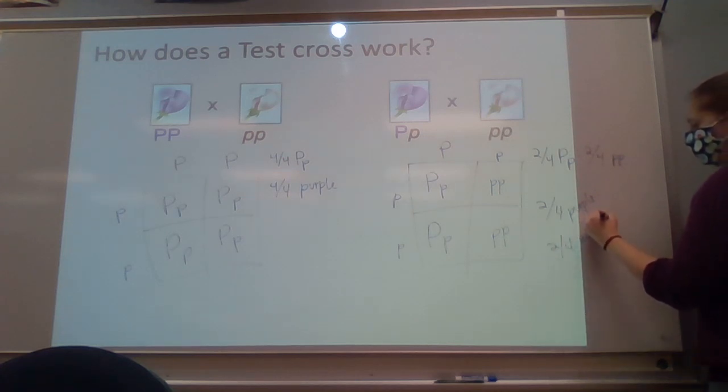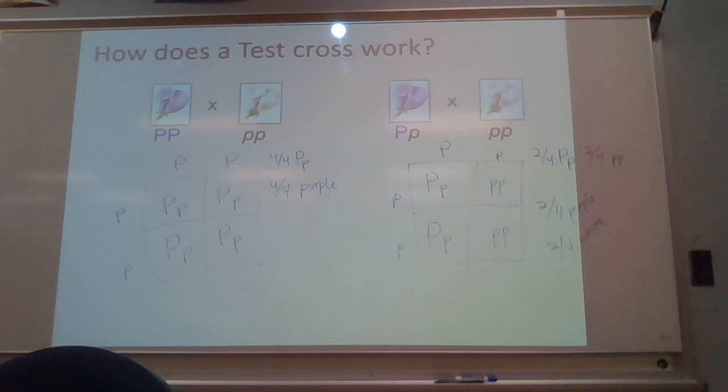Okay. So very big difference in the genotype and phenotype ratios here for these offspring, right? If our individual is homozygous dominant and we look at the offspring, all we're going to see is purple, right? So if we do this cross and all we get is offspring with the dominant trait, we know the individual was homozygous dominant.